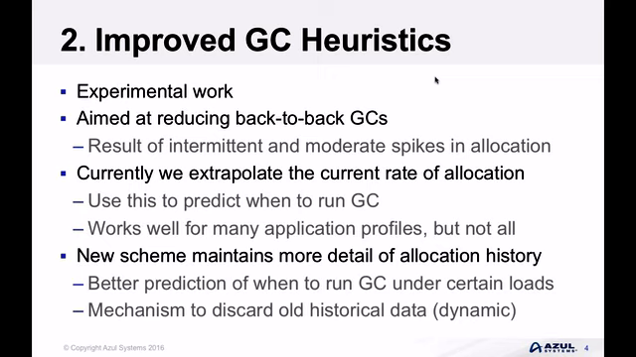So this gives us a better way of predicting. We can get the garbage collector to run more quickly if need be. We can let the application code run for longer if need be. It just gives us a better way of predicting when we need to do garbage collection versus what we're doing at the moment.